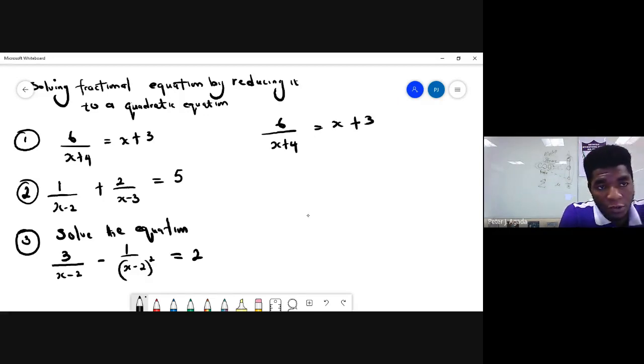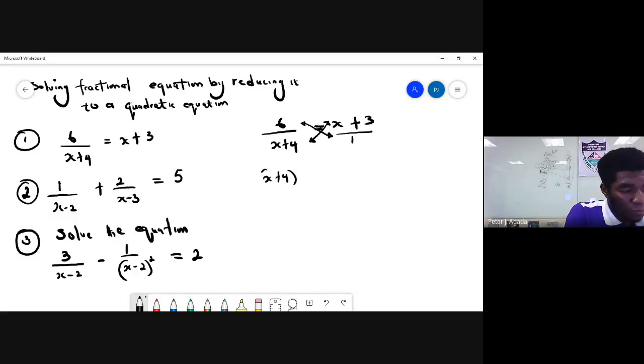Feel free to try this equation, pause the video, and solve it on your own and see if you have the right answer. When you have something so simple like this, a simple fractional equation, what you have to do is remember your cross multiplication. We can take one arrow equal to the other arrow. So let's have x plus 4 and x plus 3, which is this arrow, and let's have equals sign, or 6 multiplied by 1.